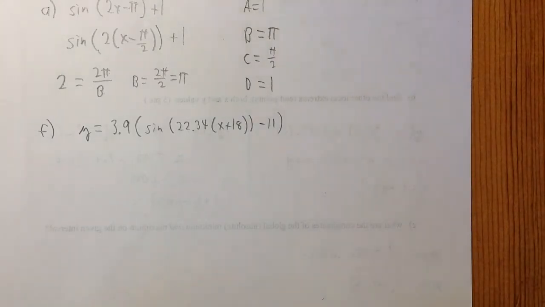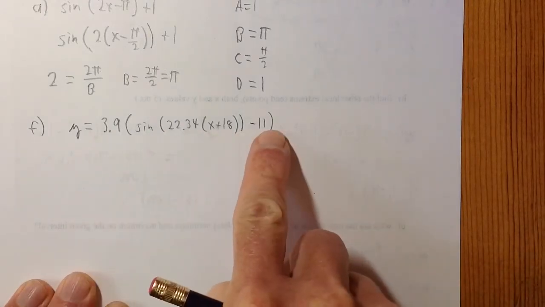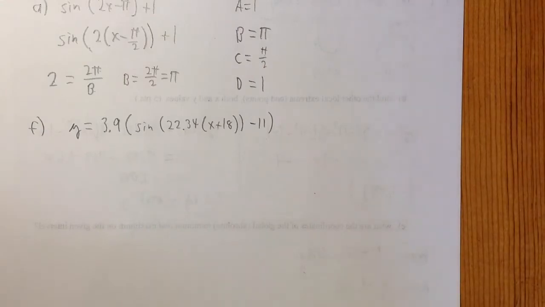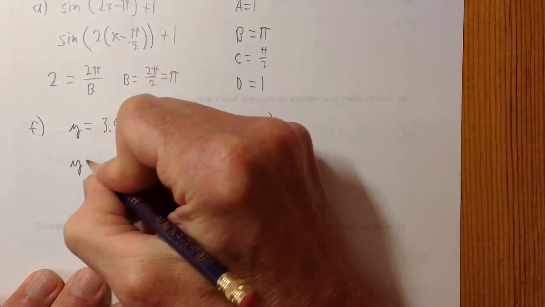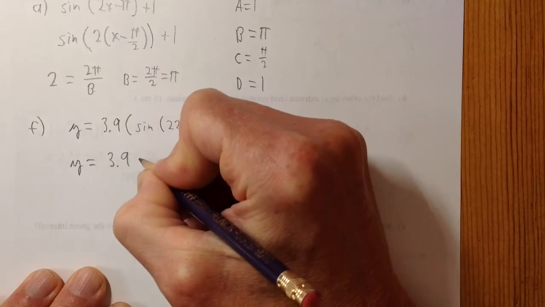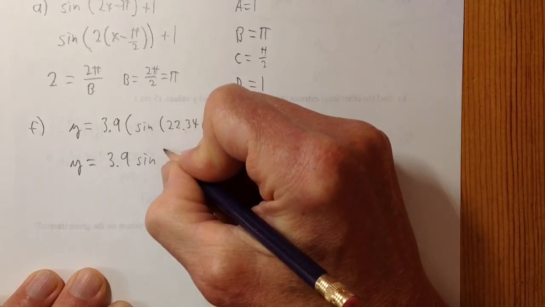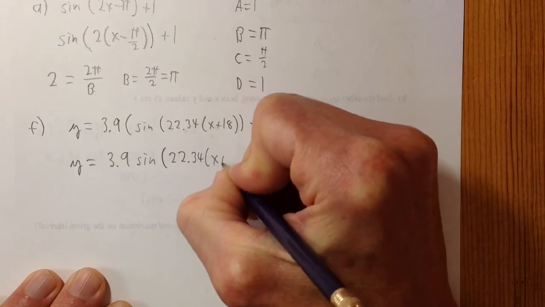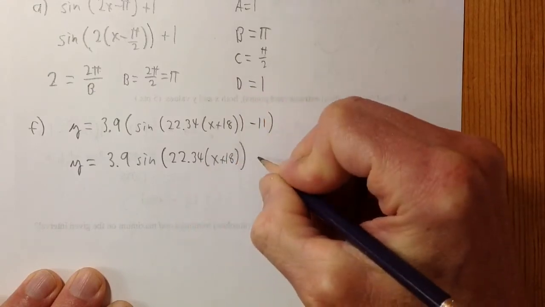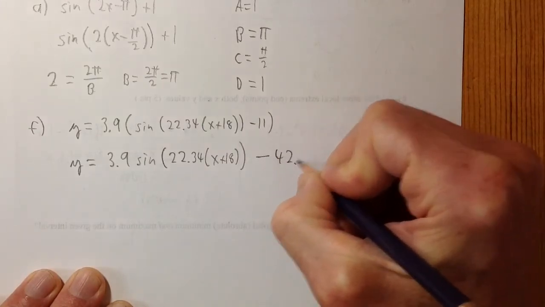Okay, we want to write it as out of the way. So this minus 11 is inside here. So let's just multiply the 3.9 through. So we're going to have to know what 3.9 times 11 is. So 3.9 times 11 is 42.9. So this is the same thing as y equals 3.9 sine, and they already got the x by itself for us. So that's nice. They did a little bit of niceness for us. 22.34 x plus 18 minus 3.9 times 11, which is 42.9.